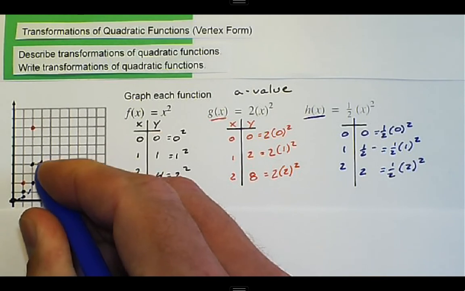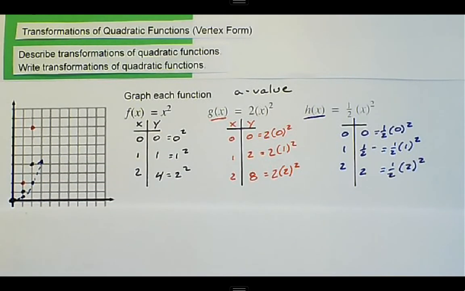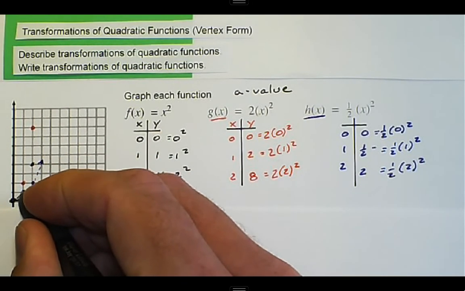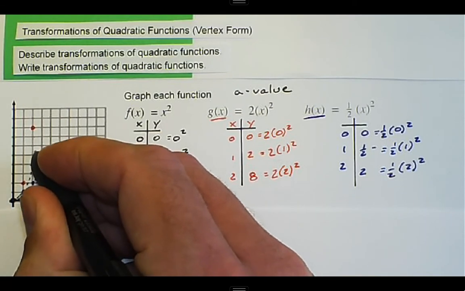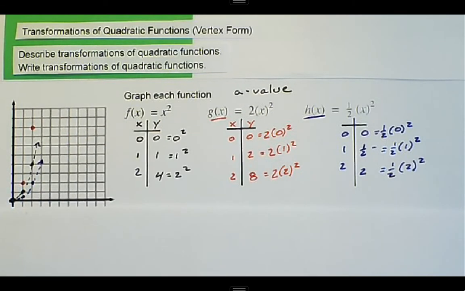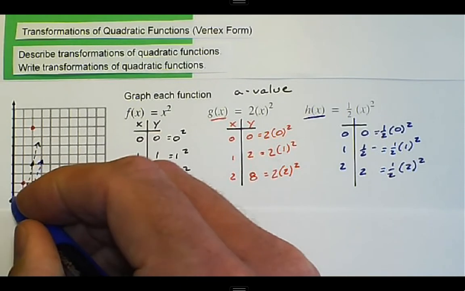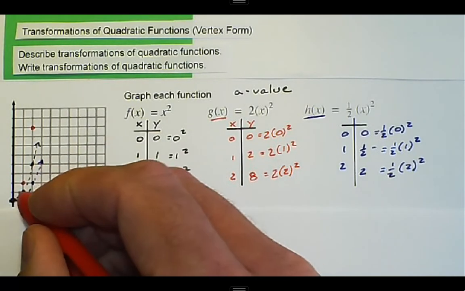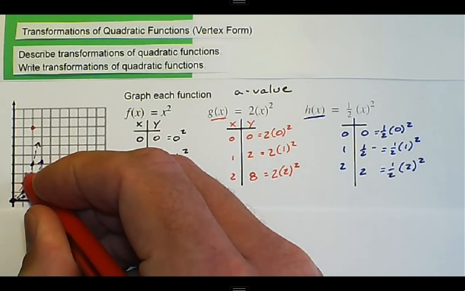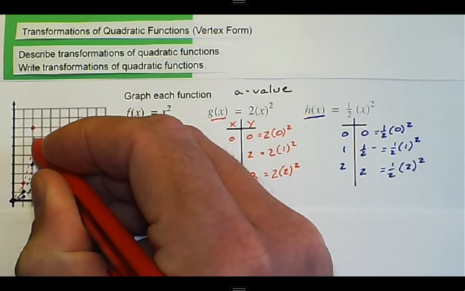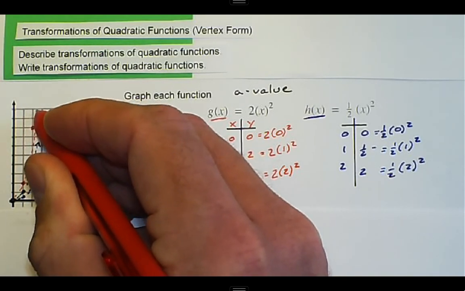That one will continue to go up. Then we have the parent function. That is the original function of the quadratic form. And then we have the a-value equal to 2, and we can see that that is going up quicker than the other.